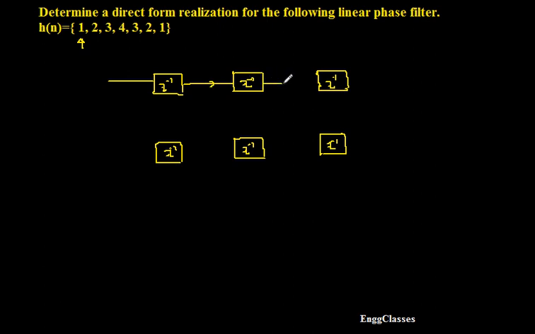So now just join them. This has been joined, this has been joined. And now take this and join it to this block. And just be careful with the arrow marks, the way we are moving. Here I would write the input x of n.